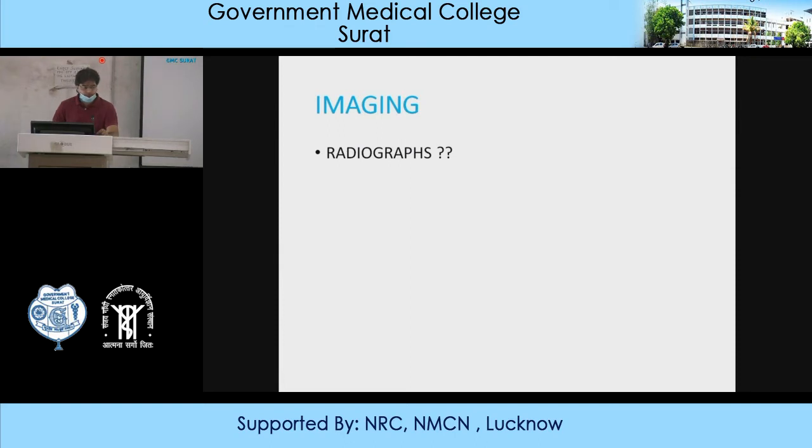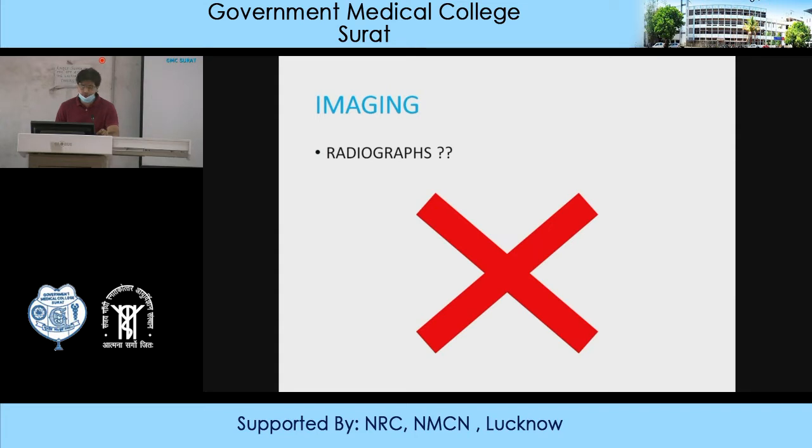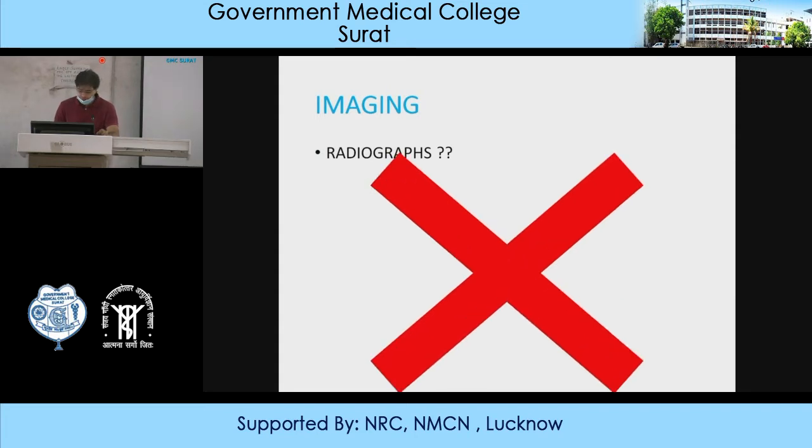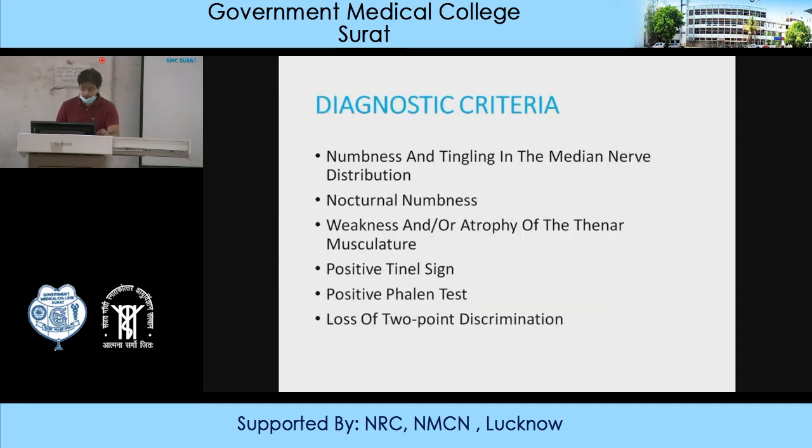So how will you diagnose it? In imaging, will radiographs help? No, there is no role of radiographs in diagnosing carpal tunnel. So what will be the diagnostic criteria? Numbness and tingling in the median nerve distribution, nocturnal numbness, weakness or atrophy of the thenar musculature, positive Tinel sign, positive Phalen test, and loss of 2-point discrimination. We routinely see weakness and atrophy, nocturnal numbness, and numbness and tingling in the median nerve distribution.